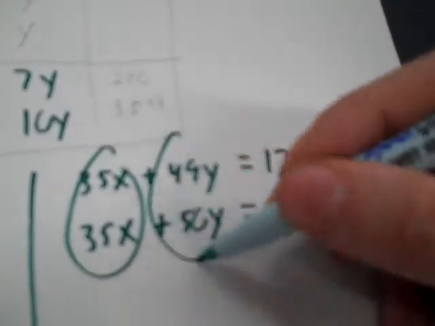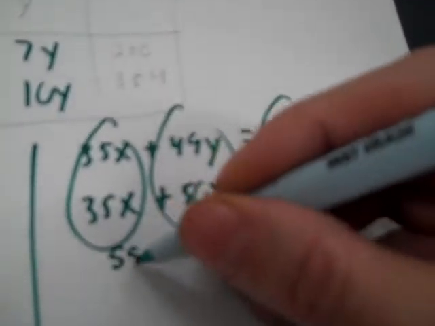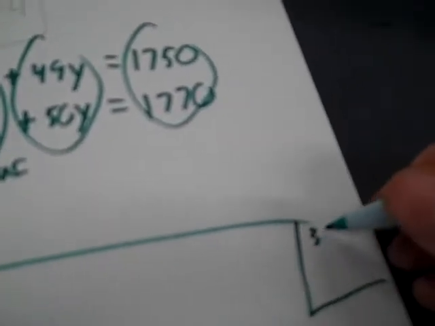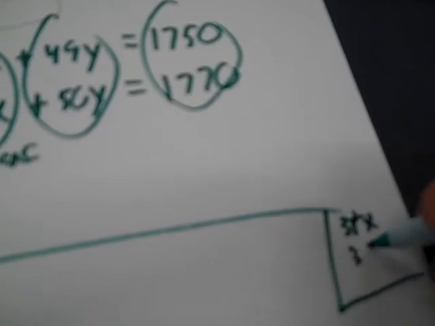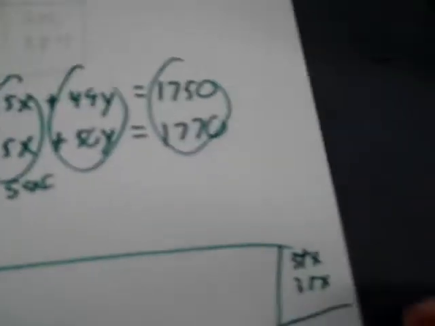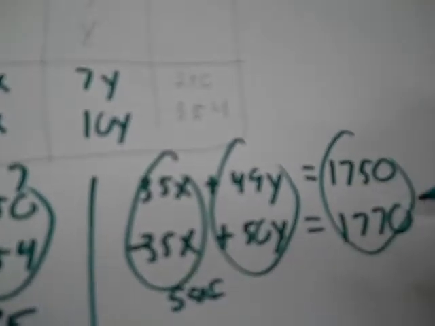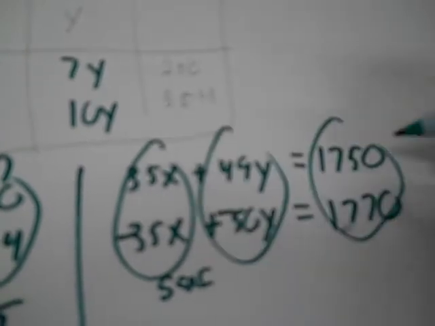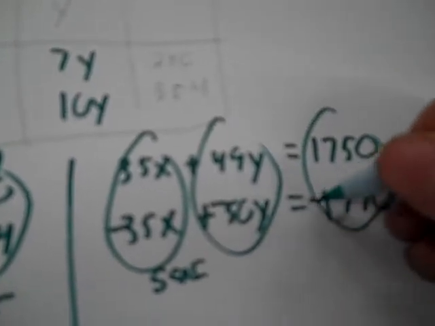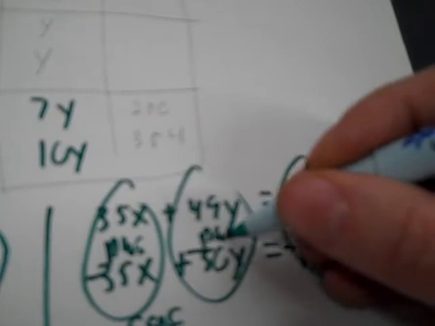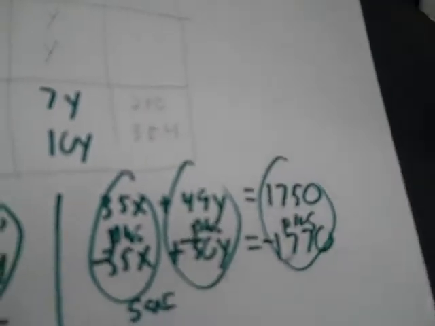Okay, now I actually have the same thing right here, but you don't cross them out until they're opposite. 35x and 35x are both positive, so we need to switch. So that 35 is negative, but then the rest of the equation has to switch too. 50 is negative, and 1770 is negative. You switch one thing, you got to switch them all. So plus, plus, and plus.